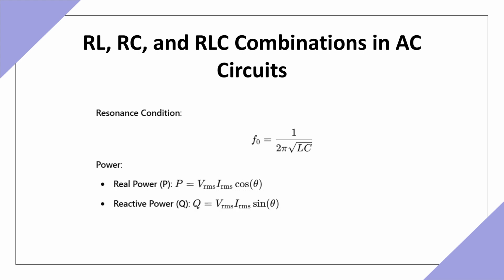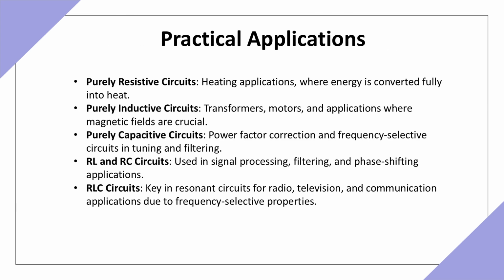Resonance occurs in an RLC circuit when the inductive and capacitive reactance cancel each other out, making the impedance purely resistive. At resonance, the circuit's energy oscillates between the inductor and capacitor, enabling frequency-selective behavior in communication systems. Let's look at how these circuits are used in real life.